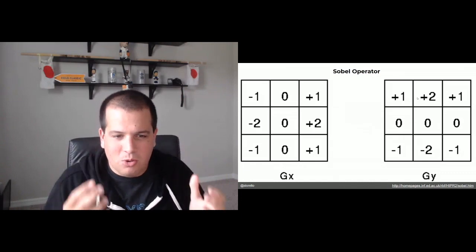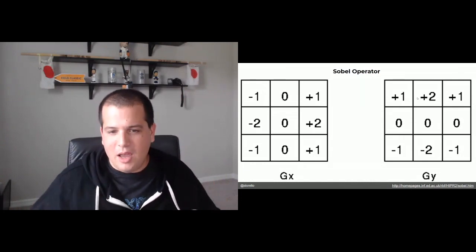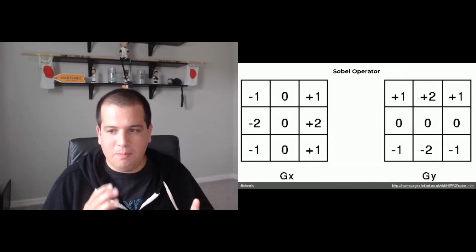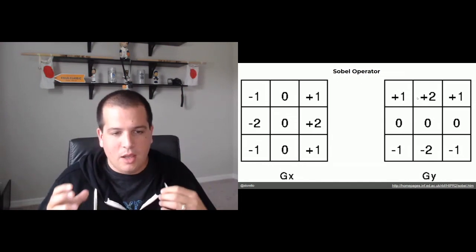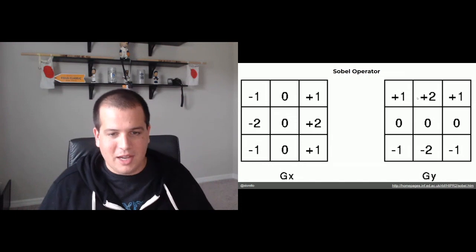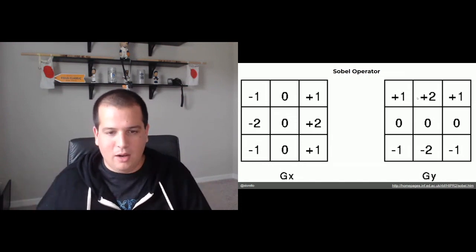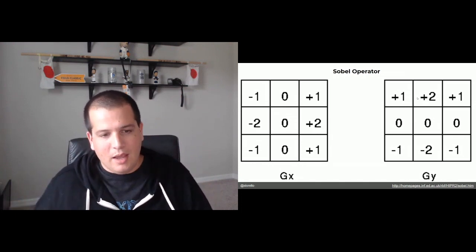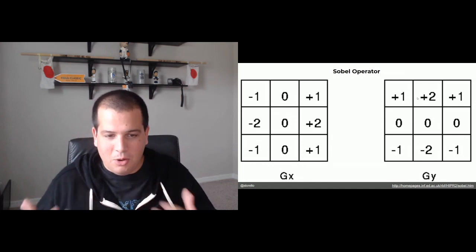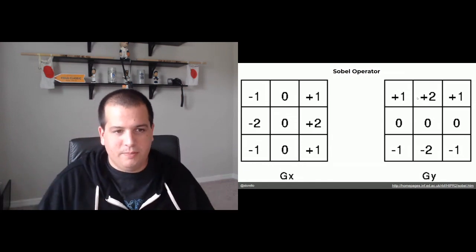Now, there are two commonly used Sobel operators that work in concert with each other. The first one, the one on the left here, is the gradient in X operator. And the second one, the one on the right here, is the gradient in Y. And after combining these two, you actually get a third image, which is our full gradient image.